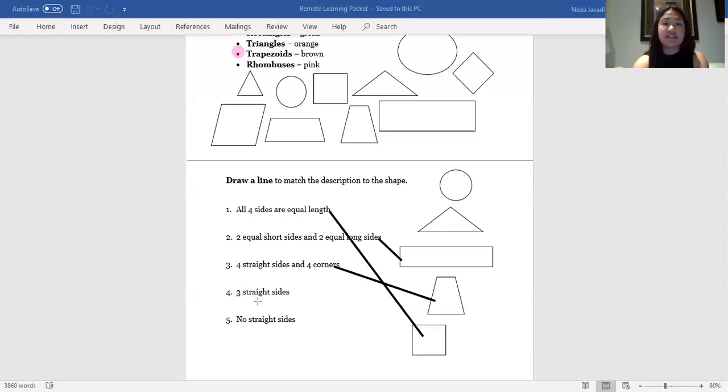Number 4, 3 straight sides. I know it's my triangle. My triangle has 3 straight sides and 3 corners. And last one, no straight sides. Must be my circle. Nice. You got it. Let's keep going. Make sure you fix any of them on your page that you didn't get that time.